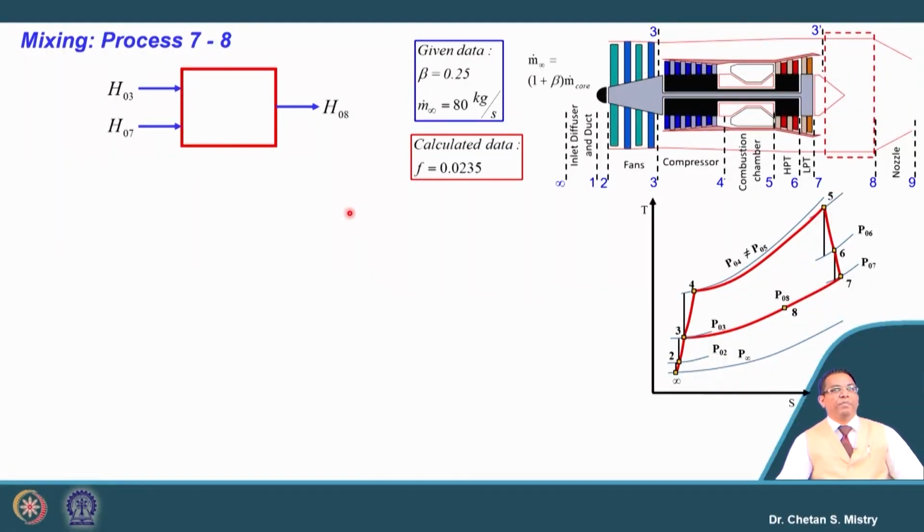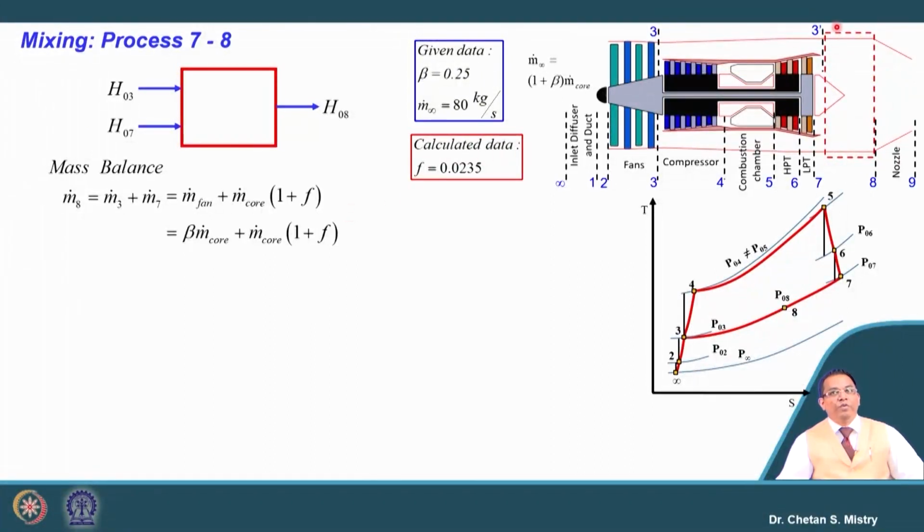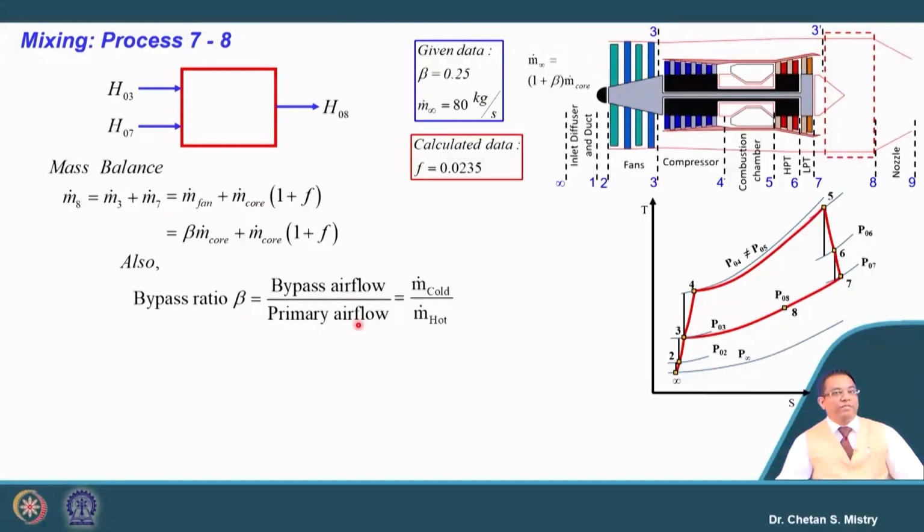Now, once the temperature and pressure are known to us, we need to calculate the mass flow coming out, because now we will be doing our calculation for the nozzle. My total mass flow rate here is m3 plus m7. This m3 is beta into m dot core, and m7 is m dot core into 1 plus f. So, the total mass flow rate is 1 plus f plus beta into m dot core. That is the difference. Be careful. We have our single nozzle now.